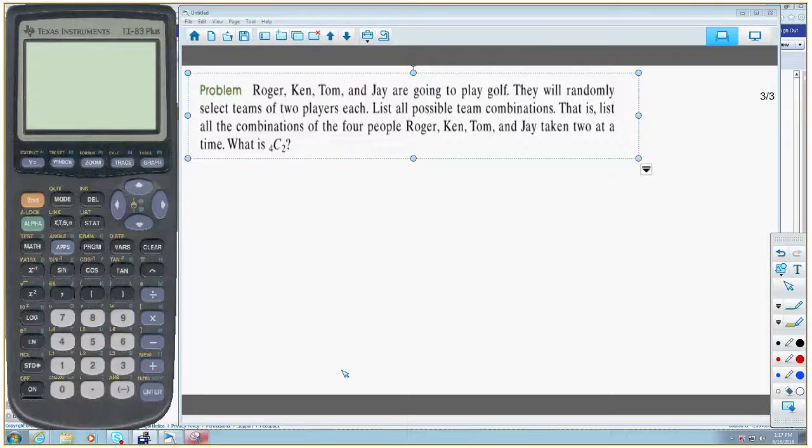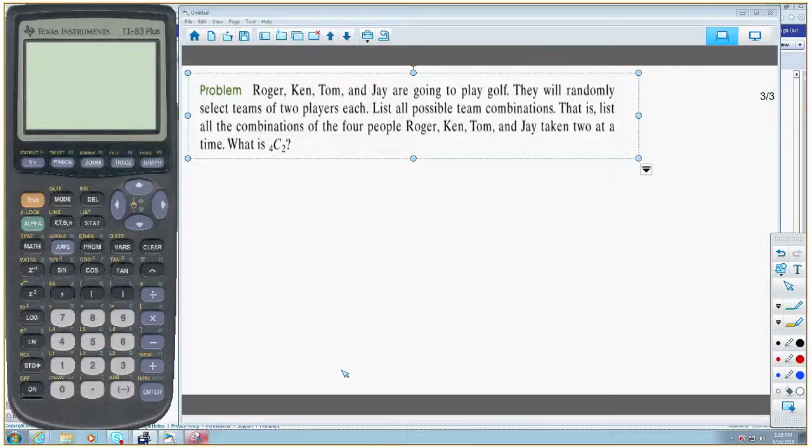All right. Roger, Ken, Tom, and Jay are going to play golf. They will randomly select teams of 2 players each. That's no order. So list all the combinations of 4 people in 2-man teams. So, 4 combination of 2. The difference is that the 2 is not in any kind of order. It's just 2-man teams. Usually when you're talking about teams or committees, write this down because you're going to see it again: committees and teams, usually that's a combination.